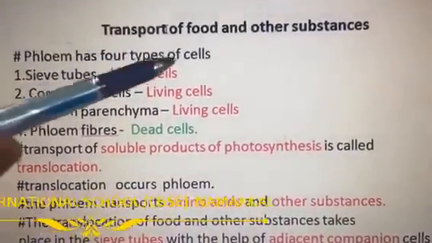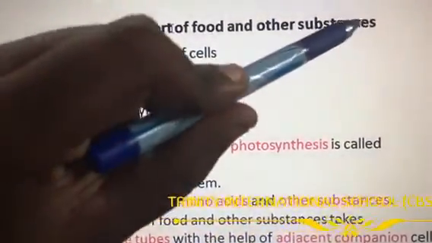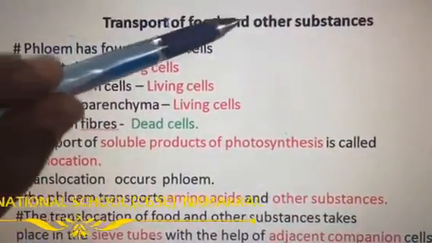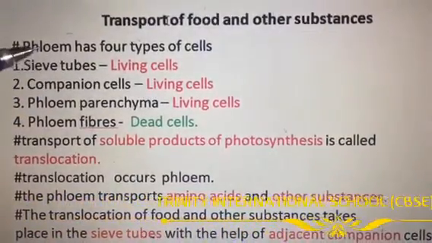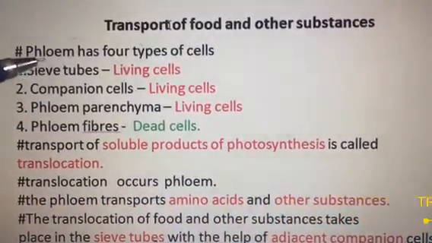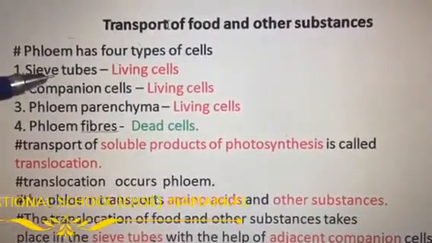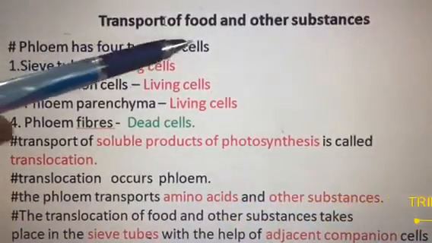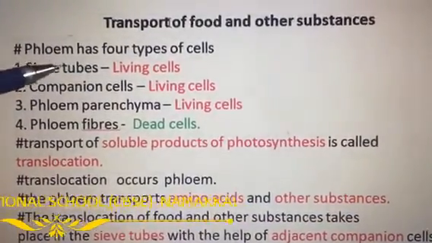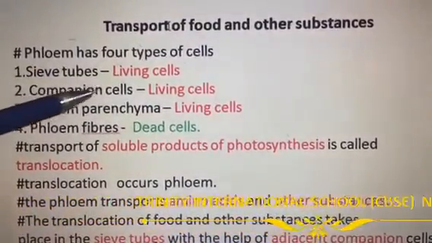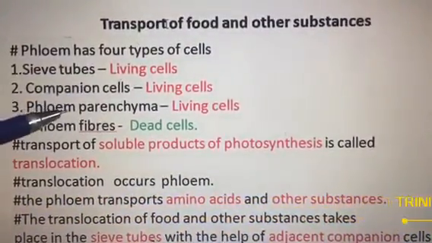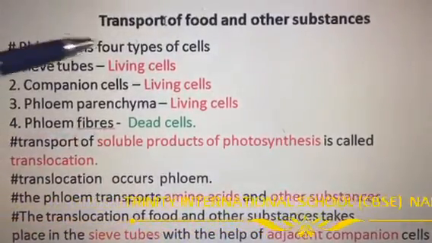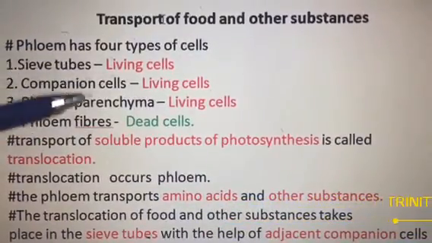Next, transport of food and other substances. Before we discussed transport of water, now transport of food. The food is conducted by the phloem. Like xylem, phloem also has 4 types of cells. The first type is sieve tube. Second, companion cells. Third, phloem parenchyma. Fourth, phloem fibers.